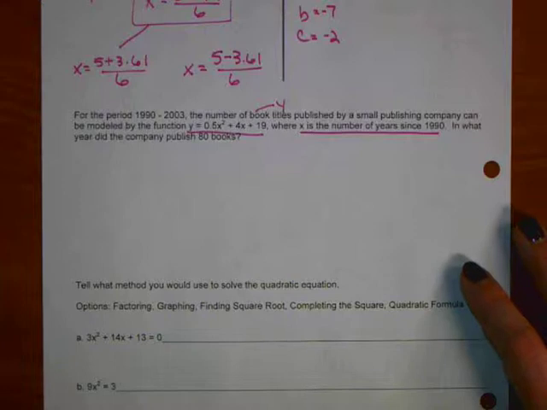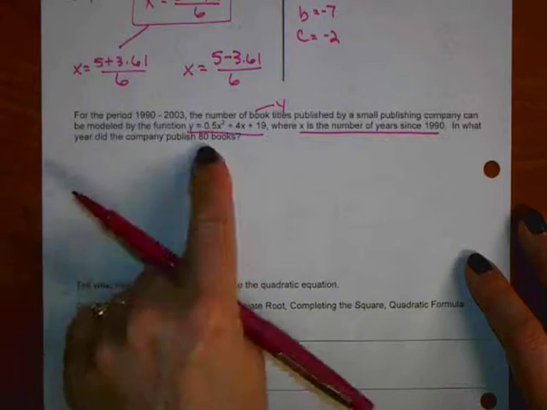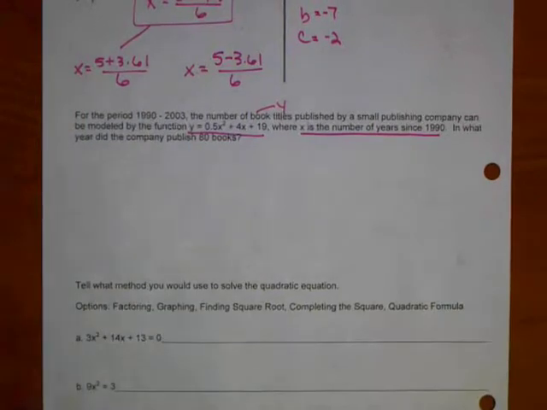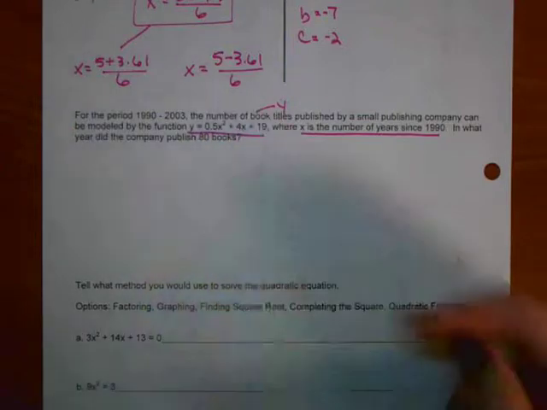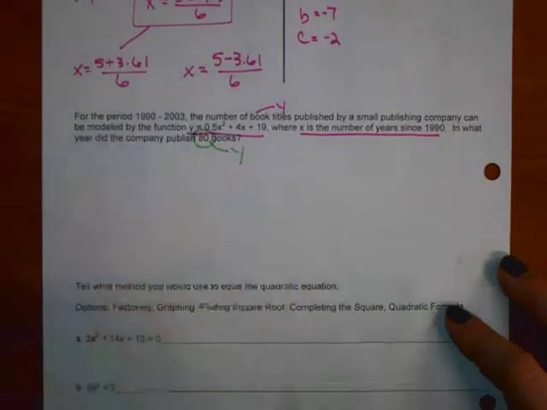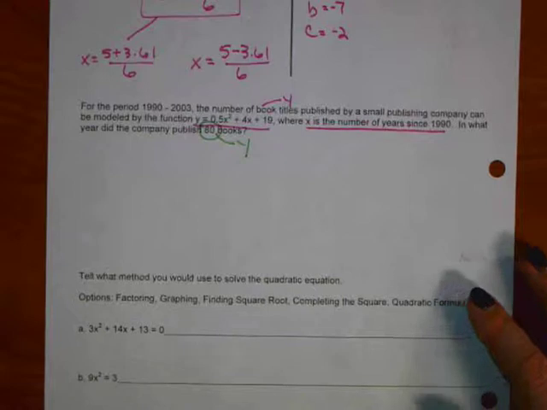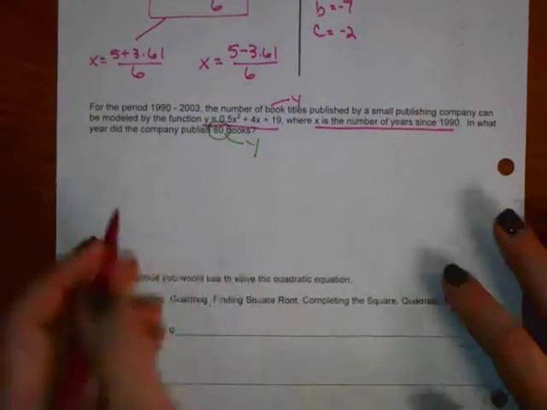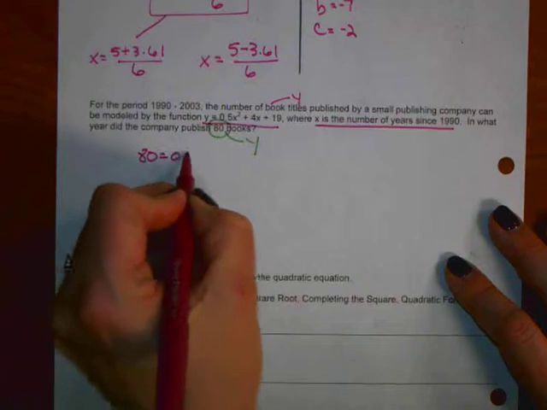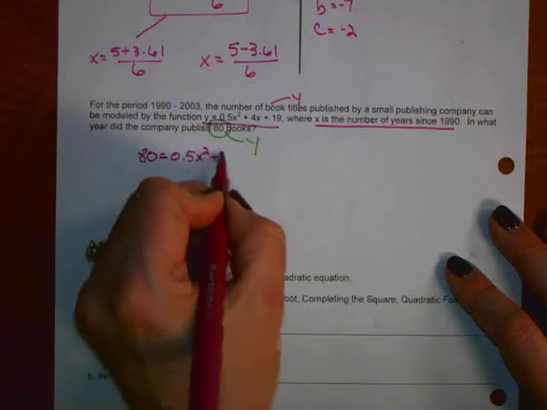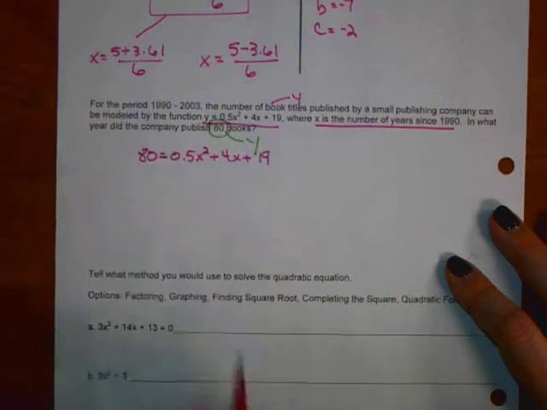Which is 13. Well, for that span, but we're going to find out what X is. In what year did the company publish 80 books? Oh, wait a minute. 80, is that X or Y? It's Y, because it just said right here, this function puts out the number of books. So this is my Y. So I'm going to plug that into my equation like this. 80 equals 0.5x squared plus 4x plus 19.